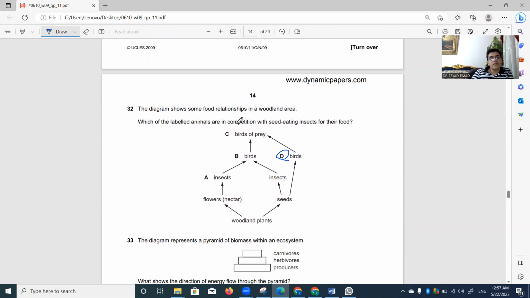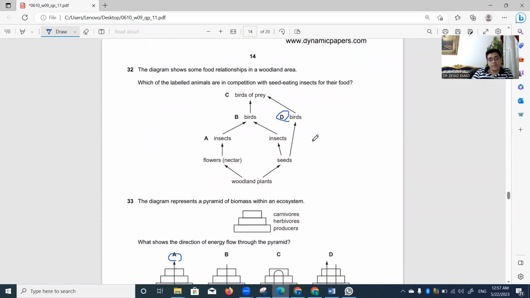Which of the labeled animals are in competition with seed-eating insects for their food? Insects and birds both eat seeds. So there is a competition between insects and birds.